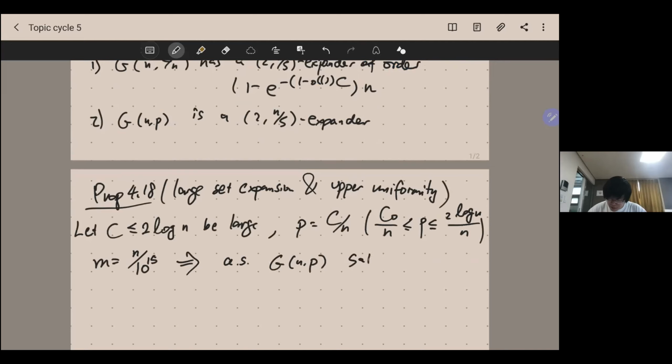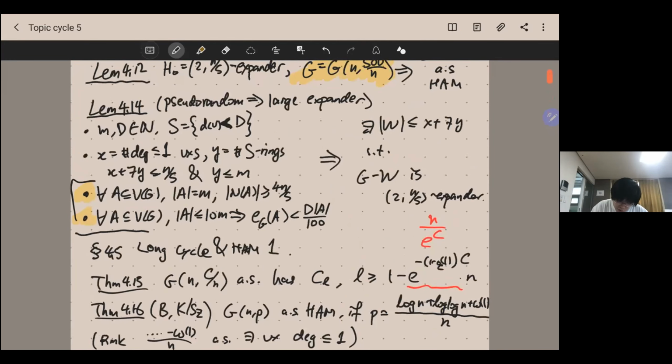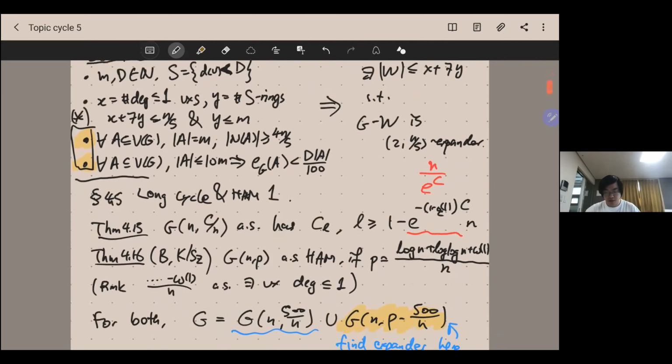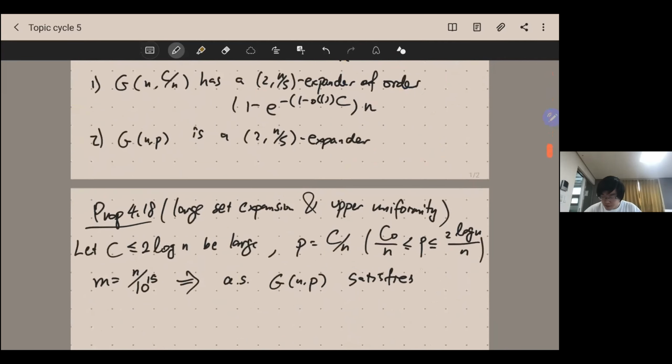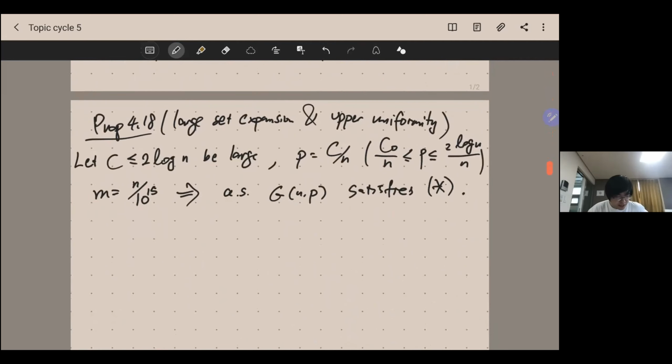G(n,p) satisfies these two conditions. I don't want to write them again. So we have the condition that every m-set has an external neighborhood of at least 80% of the vertex set. And every set up to size 10m has not so many edges induced from the small parts. G(n,p) satisfies these two conditions.